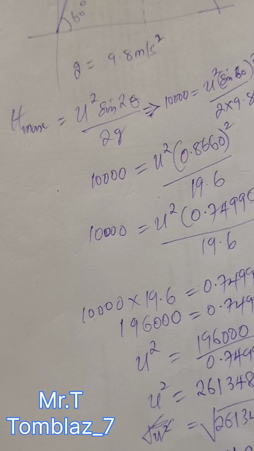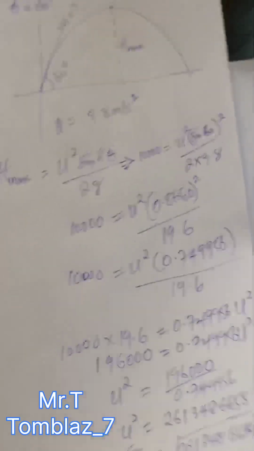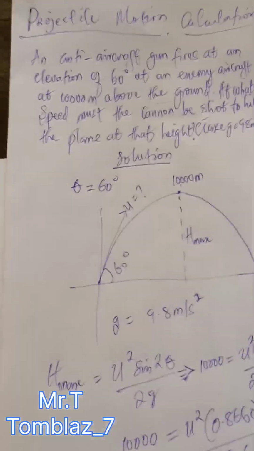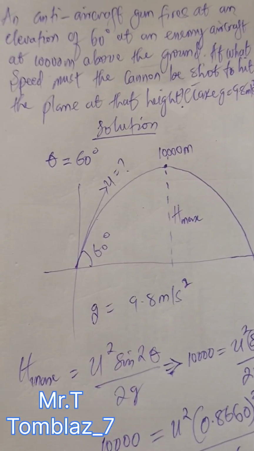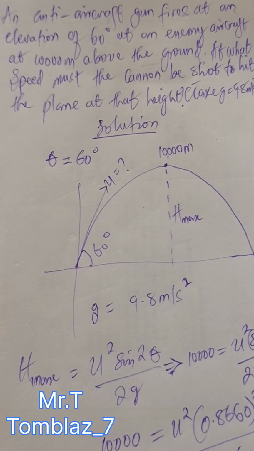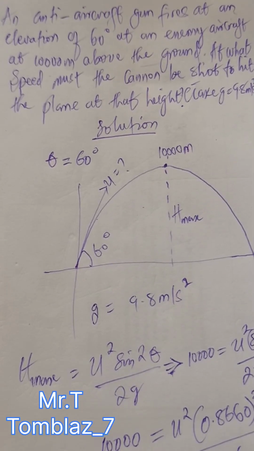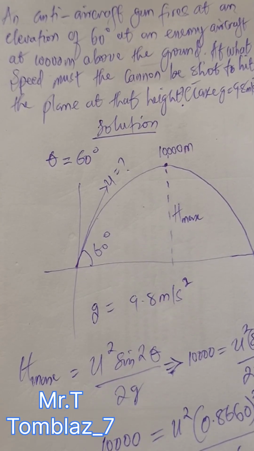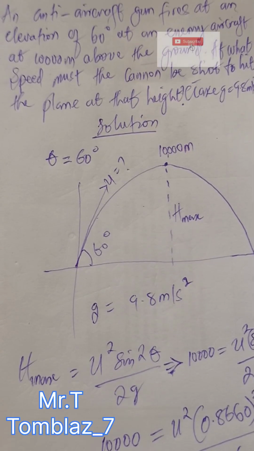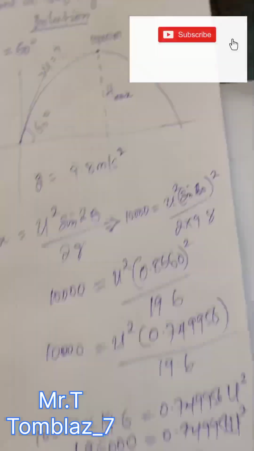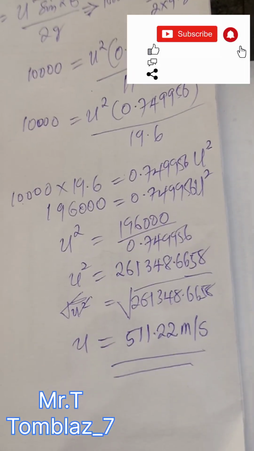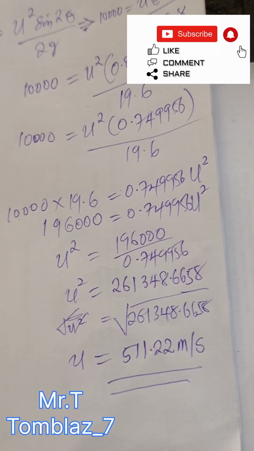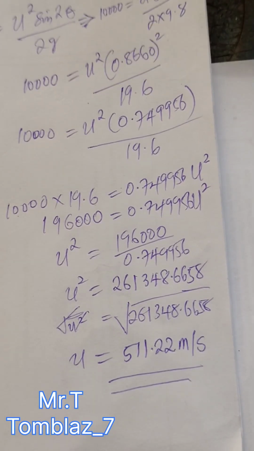According to the question, we should calculate at what speed the cannon must be shot to hit the plane at that height. So the speed at which the cannon must be fired to reach the height of 10,000 meters is 511.22 meters per second.